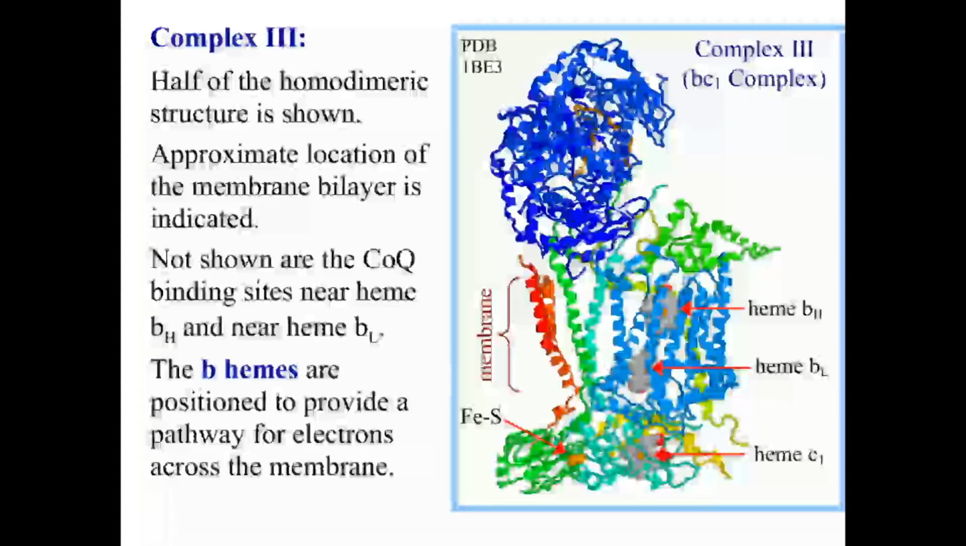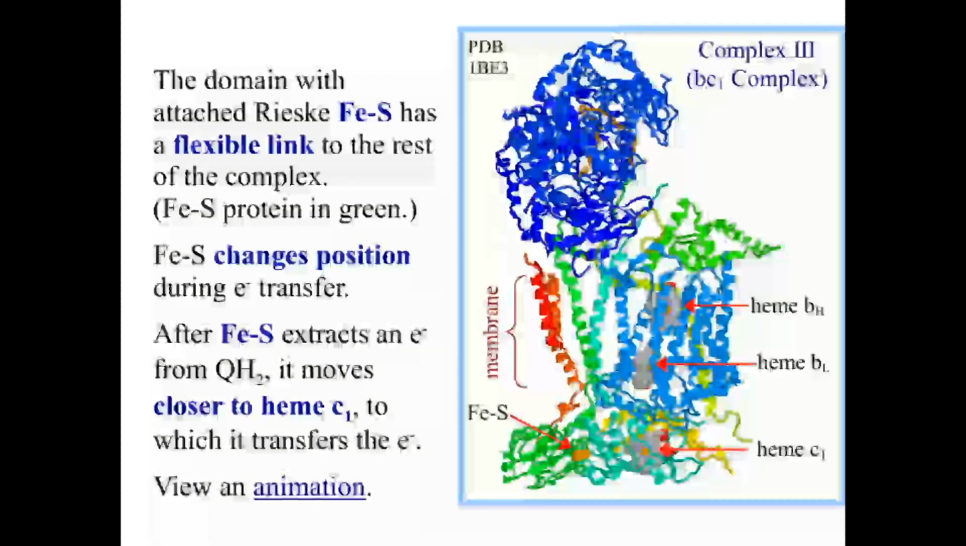Let's take a closer look at the domain with the attached RISC-FES cluster. You can see that it has a flexible link to the rest of the complex, which is really important for its function. The FES protein itself is highlighted in green here.